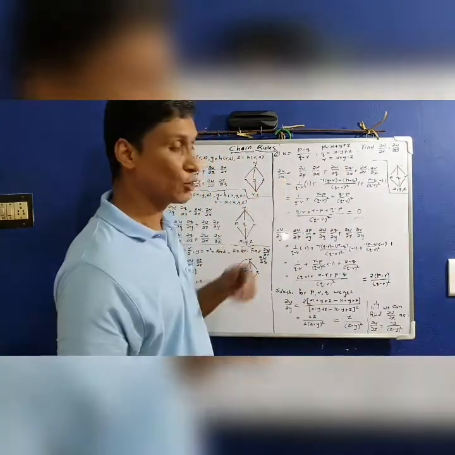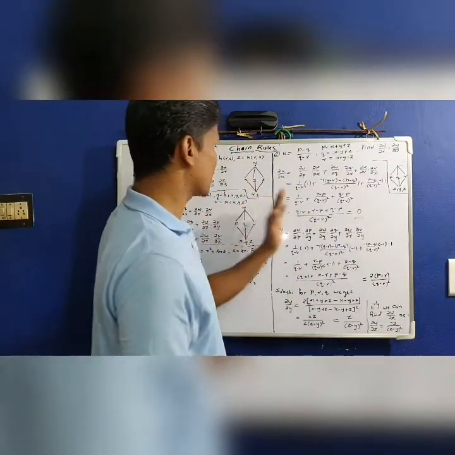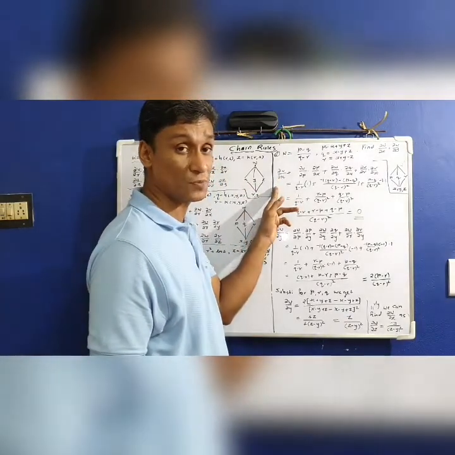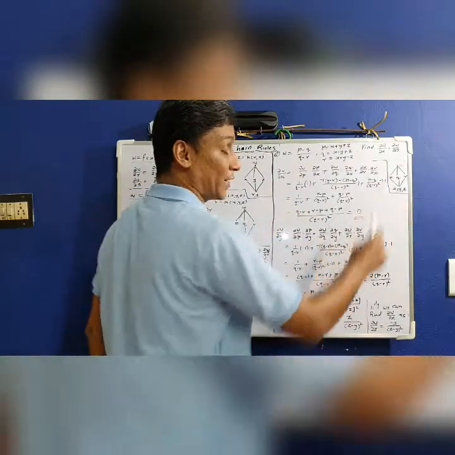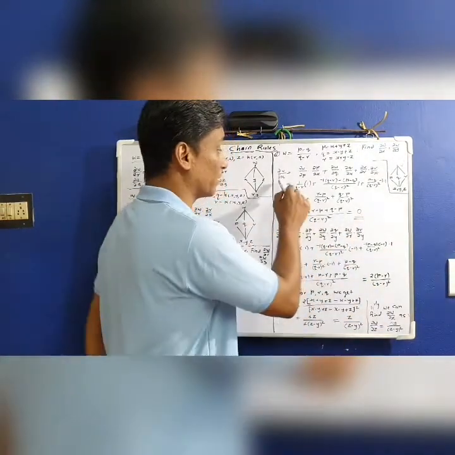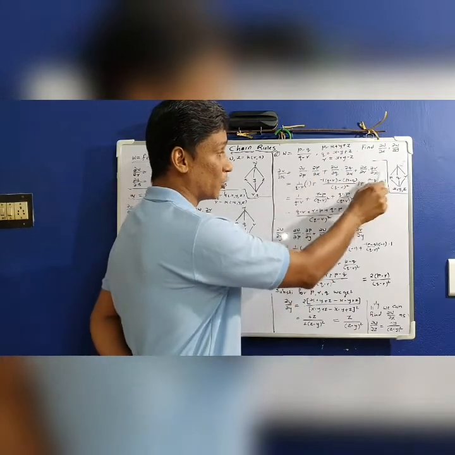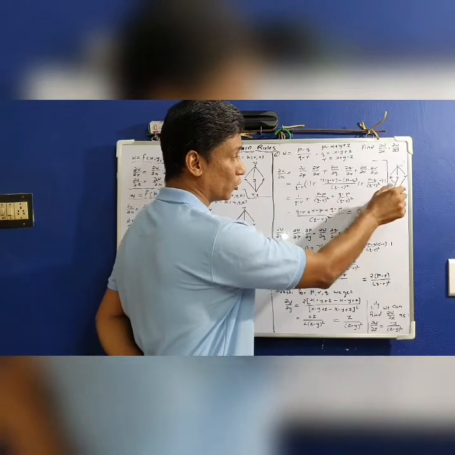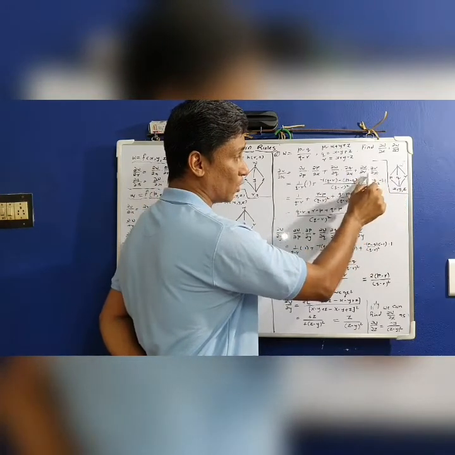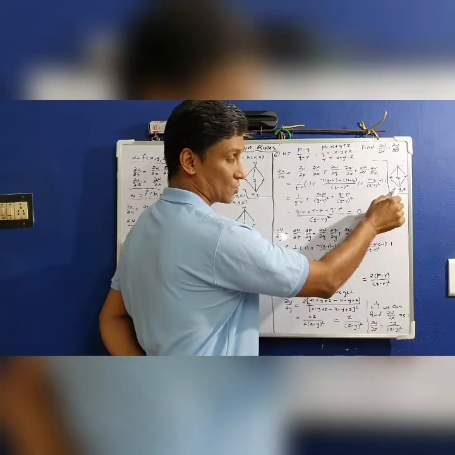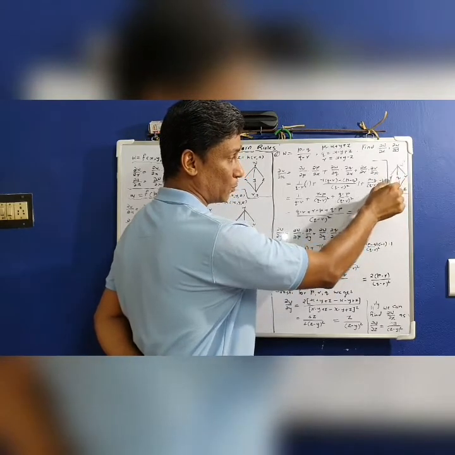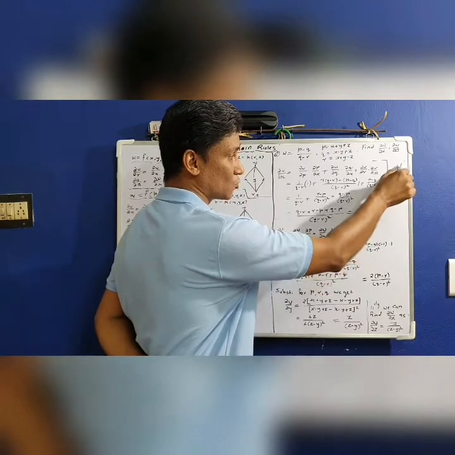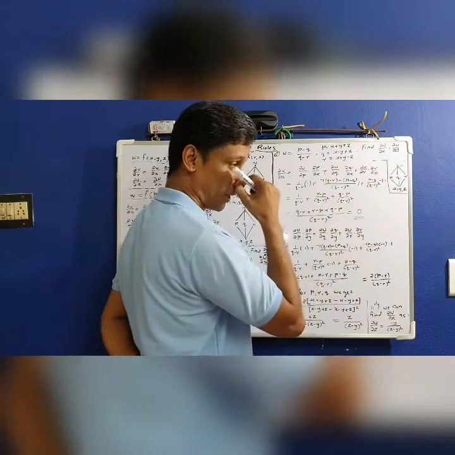The first one is ∂w/∂x. Now generalizing this concept, I am differentiating w with respect to x. So p, q and r are the intermediary variables. So ∂w/∂x is ∂w/∂p into ∂p/∂x plus ∂w/∂q into ∂q/∂x plus ∂w/∂r into ∂r/∂x.